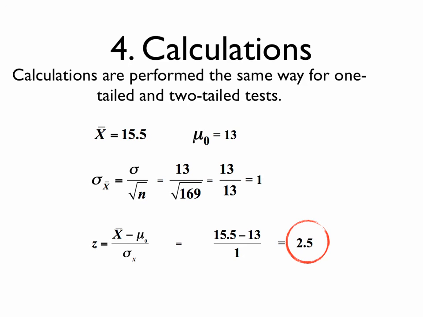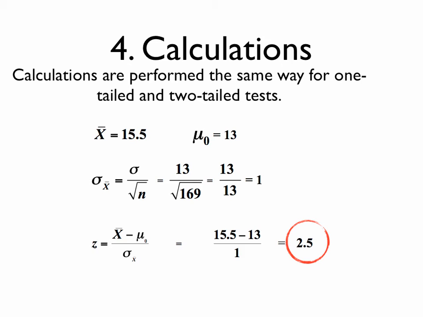But now we do the calculations. Calculations are performed exactly the same way for one-tailed and two-tailed tests. You're still using the same formula. You're still having all the same values as the last example. So here, all the calculations, they're good. It doesn't matter whether you're performing a one-tailed or two-tailed test, you're going to do the calculations the same way.